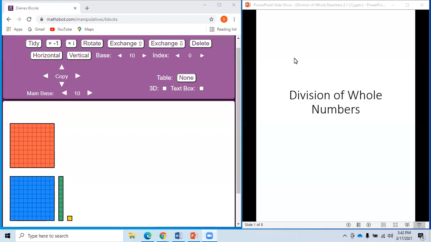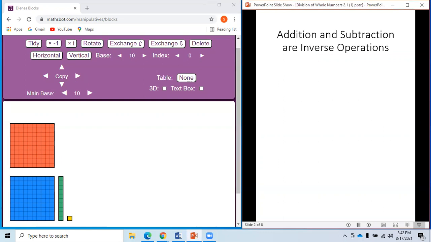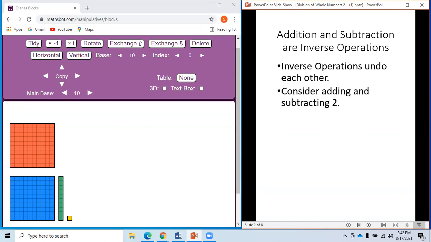Division of whole numbers. Addition and subtraction are inverse operations. Inverse operations undo each other. Consider adding and subtracting 2.